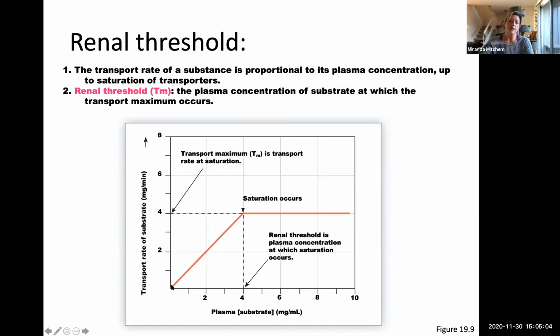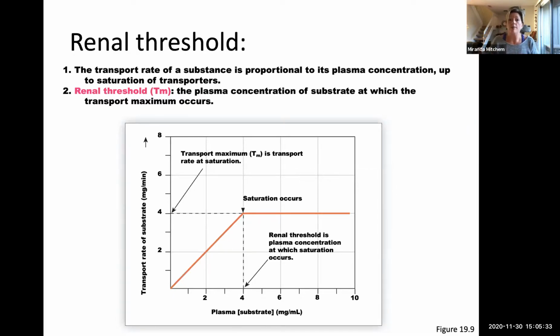So what happens is we are able to transport the substrate X up to the point when all of the transporters are saturated. And at that point, we can't transport any more, regardless of how much is there, because everything is saturated. So think back to when we learned about our receptors. If all the receptors are bound, then there's nothing that can be done.